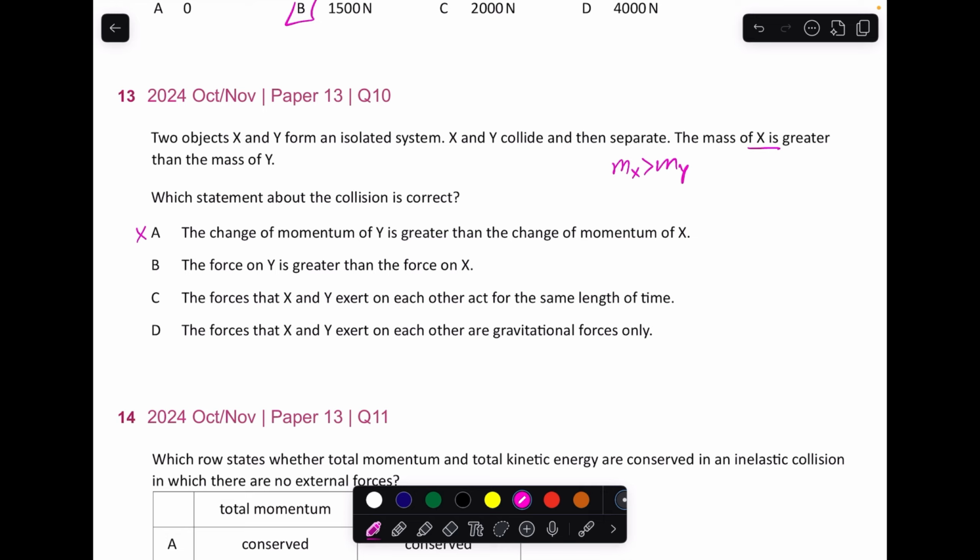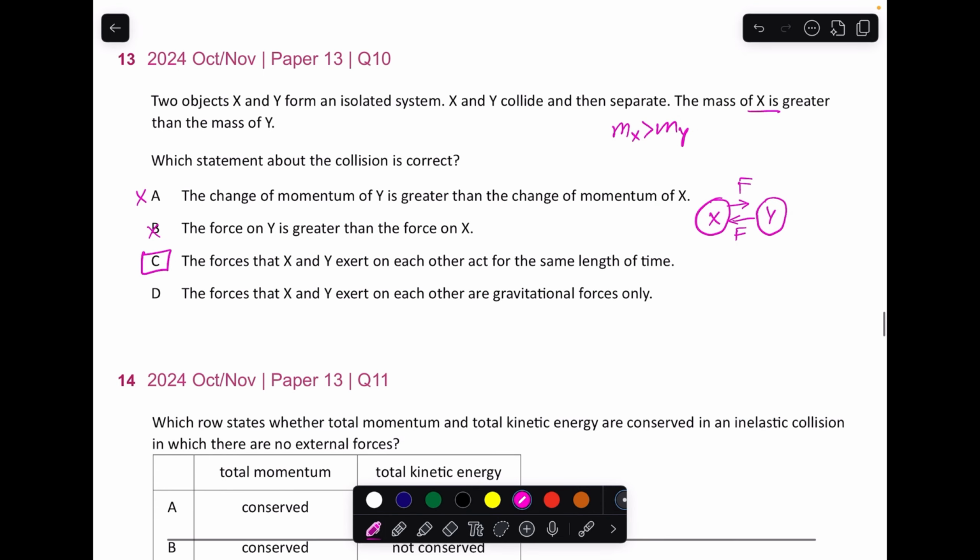The force on y is greater than the force on x. No, if one object hits the other object, the amount of force exerted on y will be the same as exerted on x. This is the action-reaction pair. So this is also incorrect. The forces that x and y exert on each other act for the same length of time. Yes, because it will be the time for which x is in contact with y, and for the same time y will be in contact with x. And in option D, the forces that x and y exert on each other are gravitational. No, it's not the gravitational force.